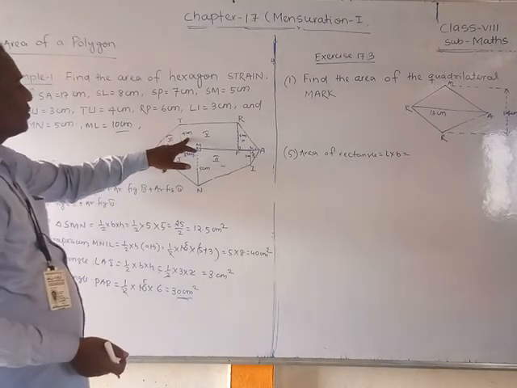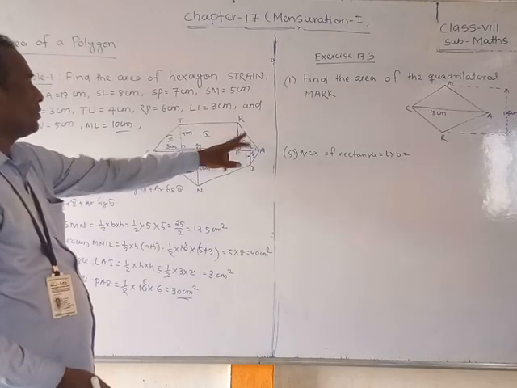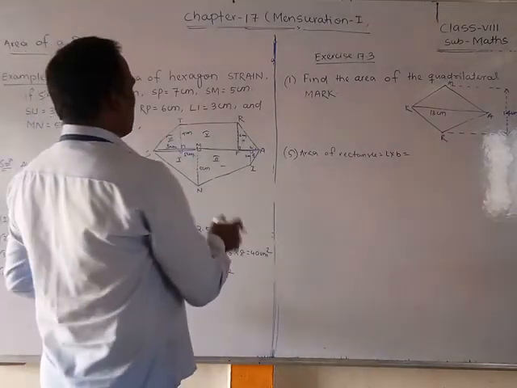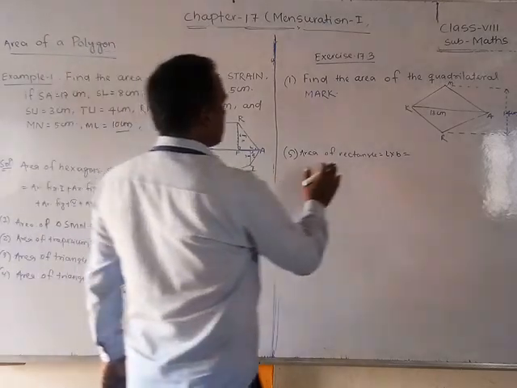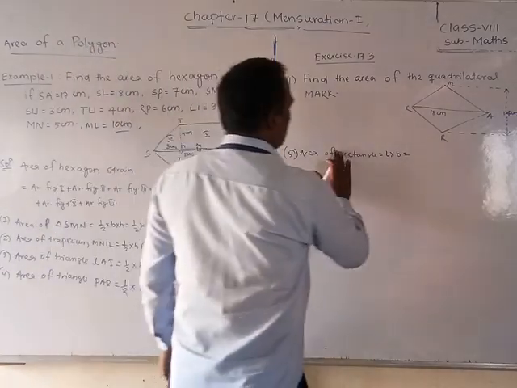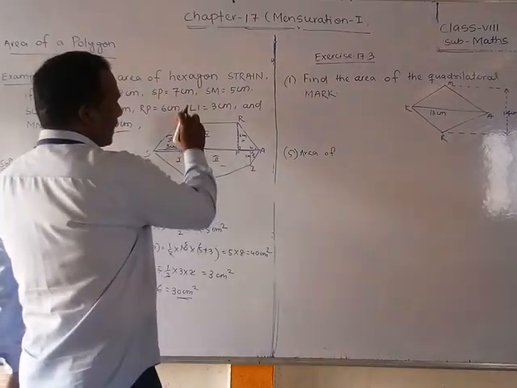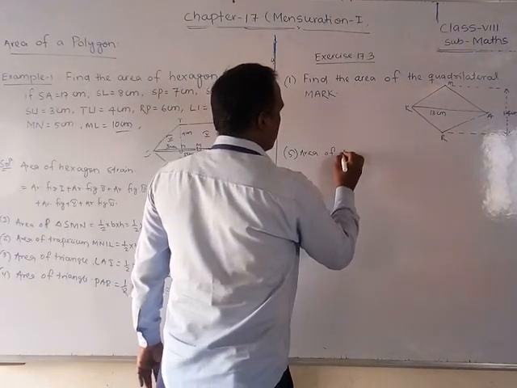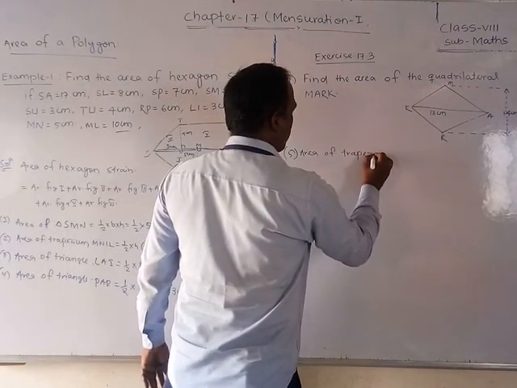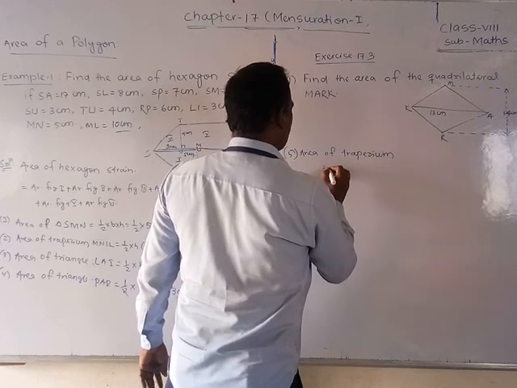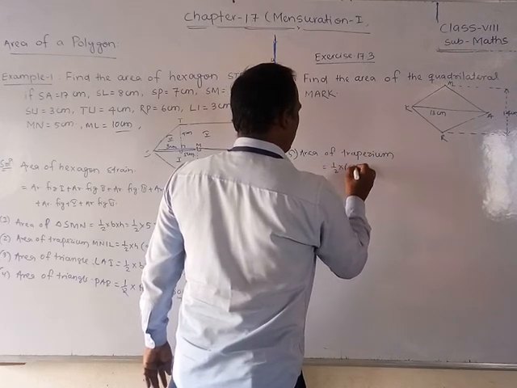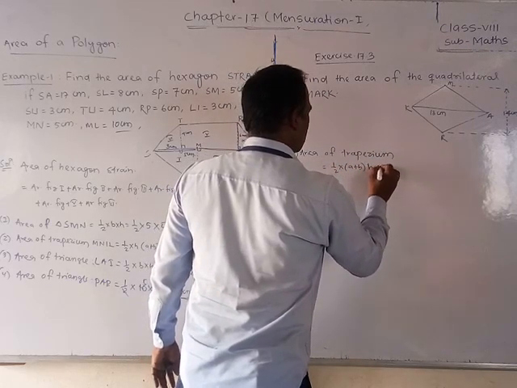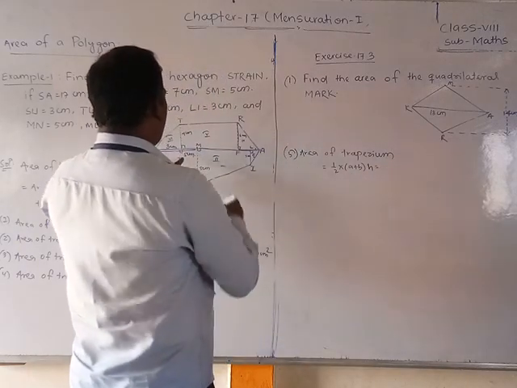It is 4 centimeter given. This is 6 centimeter given. So it is not a rectangle. We can take this as a trapezium only. Why? Because these two sides are parallel. So we can write trapezium. Area of trapezium is equal to half into (A plus B) into H, is equal to, here how much?